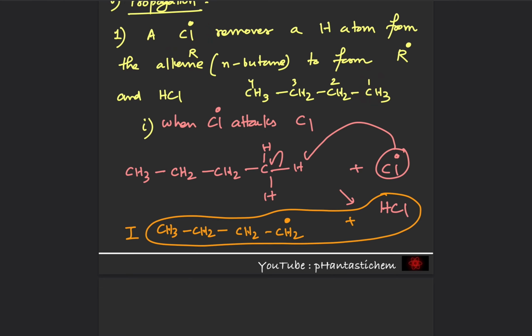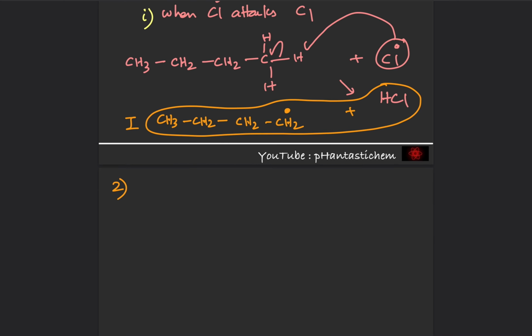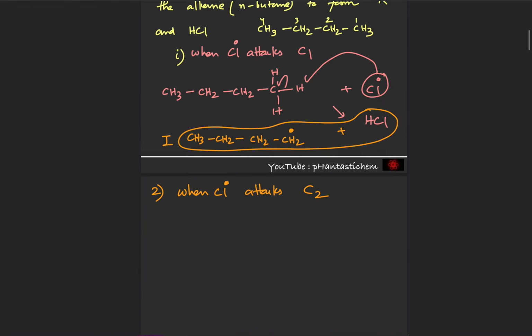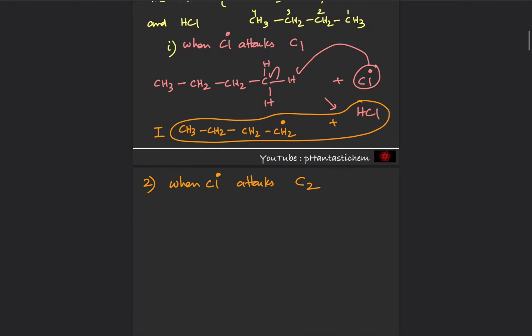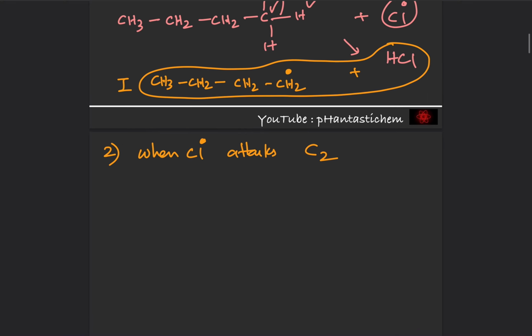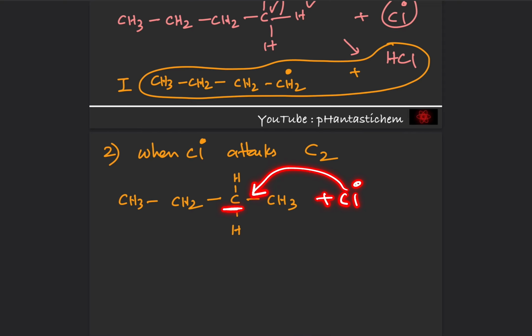The second case will be when the Cl radical attacks C2. I will draw it again: CH3, CH2, CH, H, CH3. This is our C2. So this time the Cl radical is going to attack this carbon.